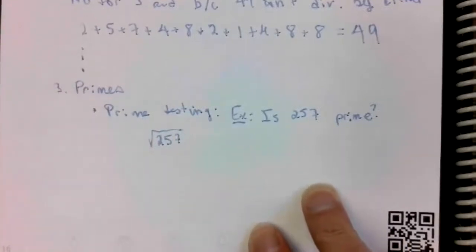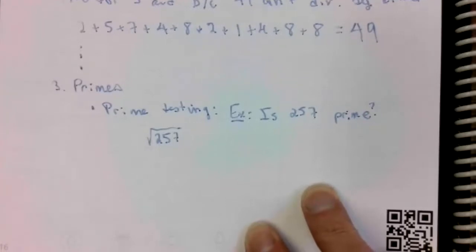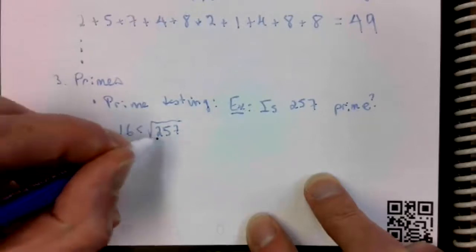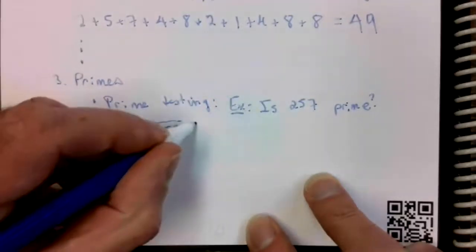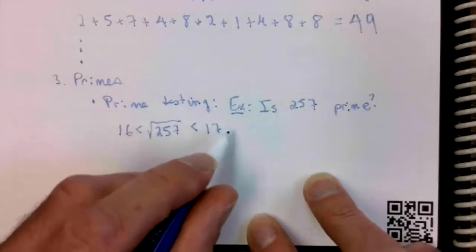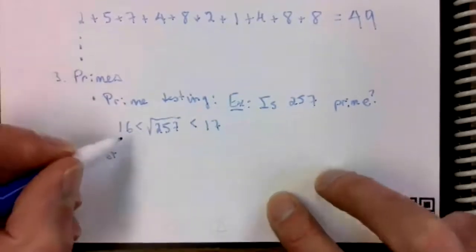Now think about the squares. Remember, we talked about memorizing the squares for things like 12, 13, 14, 15, 16, 17. What's 15 squared? 225. What's 16 squared? 256. So I don't know what the square root of 257 actually is, but I know it's bigger than 16 and it's got to be less than 17 because 17 squared is 289. So these are the numbers I should test.